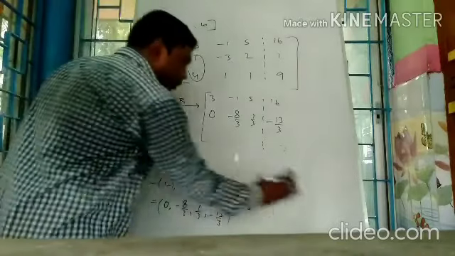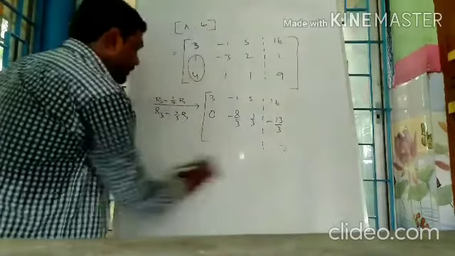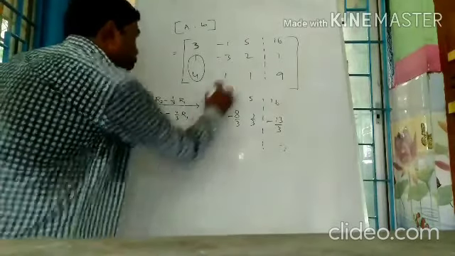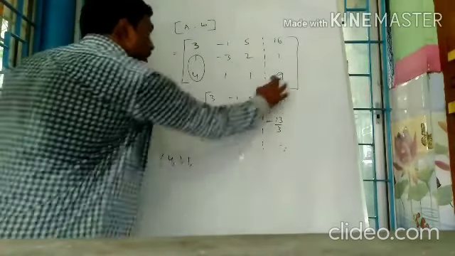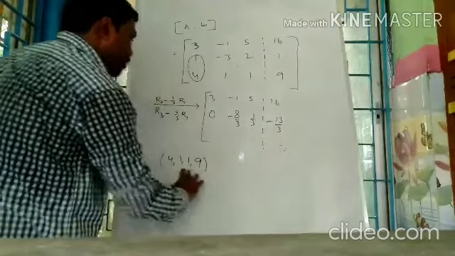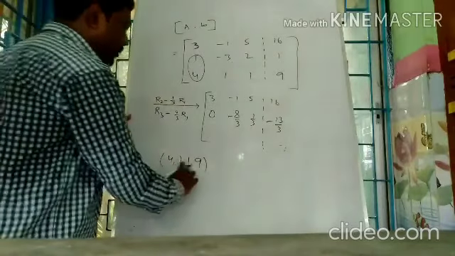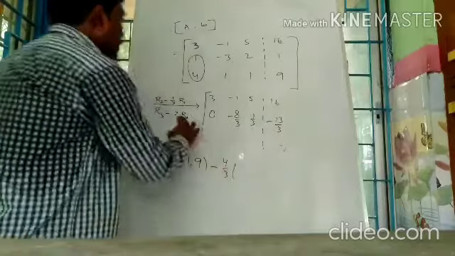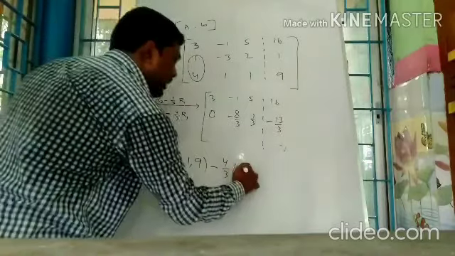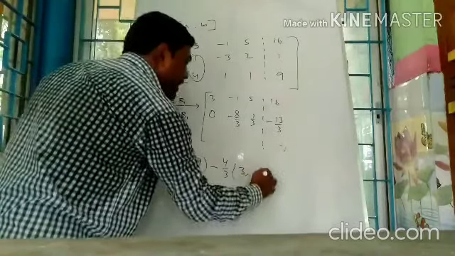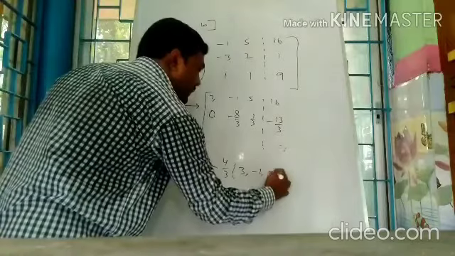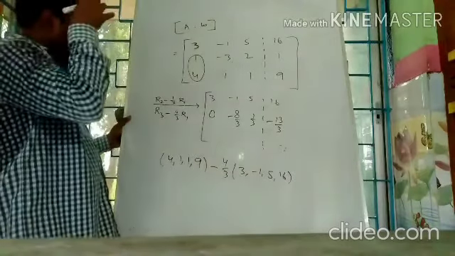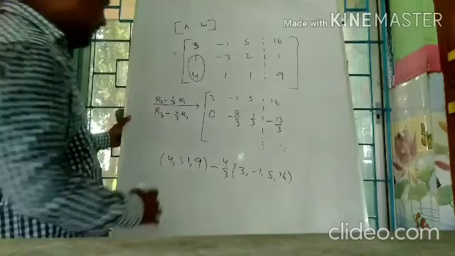So the row operation for the third row: first write the third row, 4, 1, 1, 9, minus 4 by 3 R1. Just write R1, that is 3, minus 1, 5, 16. Just simplify.